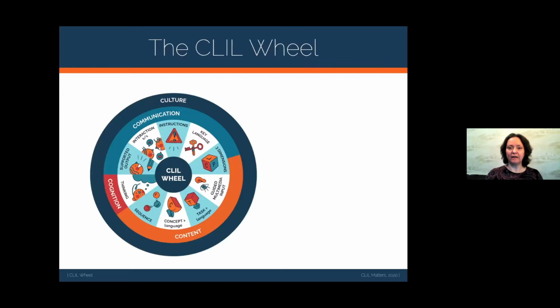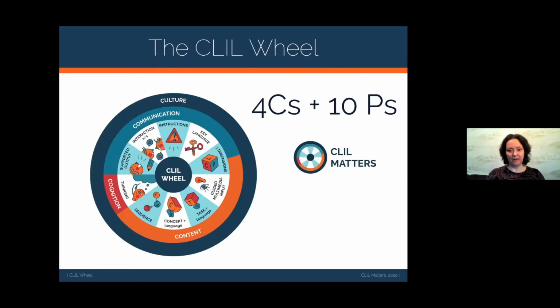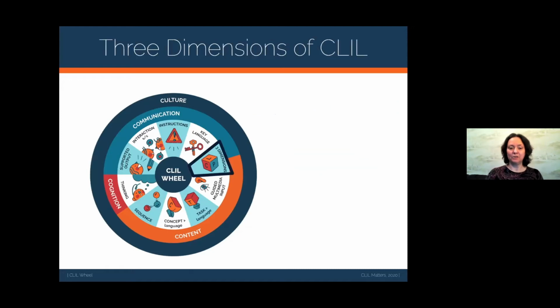The idea that I've been promoting recently is the CLIL wheel that combines the traditional 4Cs of CLIL, so communication, content, cognition, and culture, with so-called 10 CLIL parameters. Again, I could talk for a while about all this, but today I would like to concentrate on so-called 3 dimensions of CLIL.